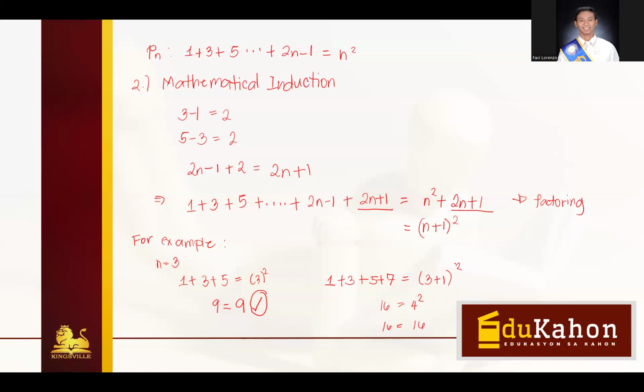Okay? So notice that n plus 1 squared is just equal to n squared plus 2n plus 1. So you have already proved that the formula holds for any case and for any value of n. So this is your mathematical induction.